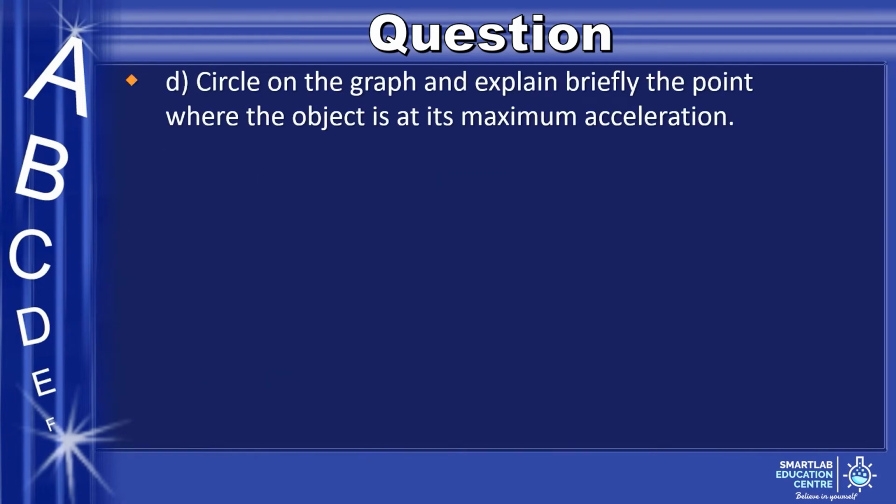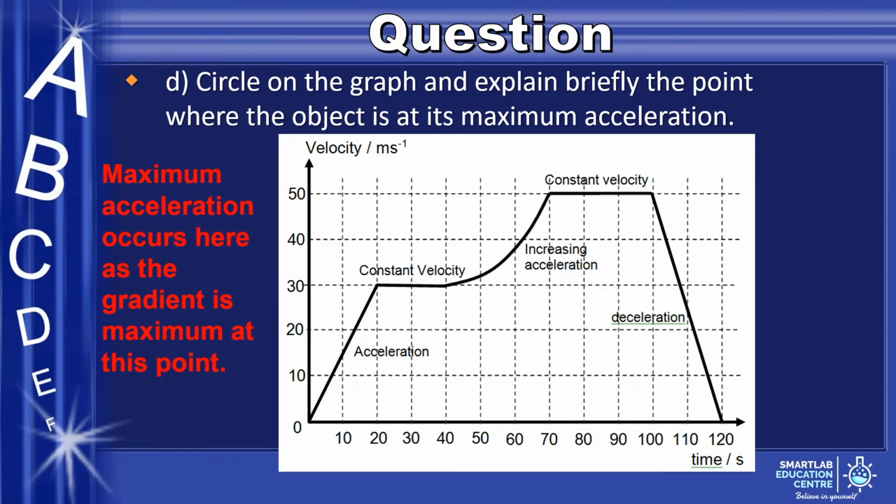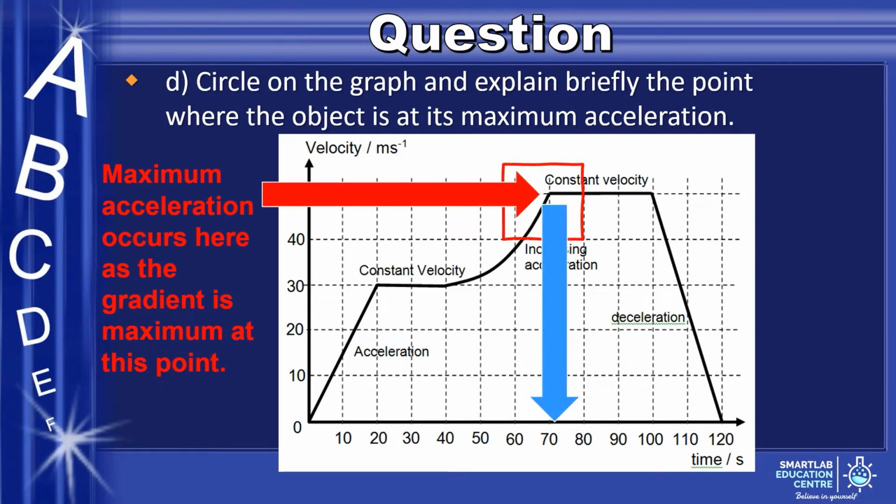Circle on the graph and explain briefly the point where the object is at its maximum acceleration. Acceleration is found by using the gradient of the curve. Hence, maximum acceleration occurs when the gradient is at its maximum. Hence, it takes place when time is 70 seconds.